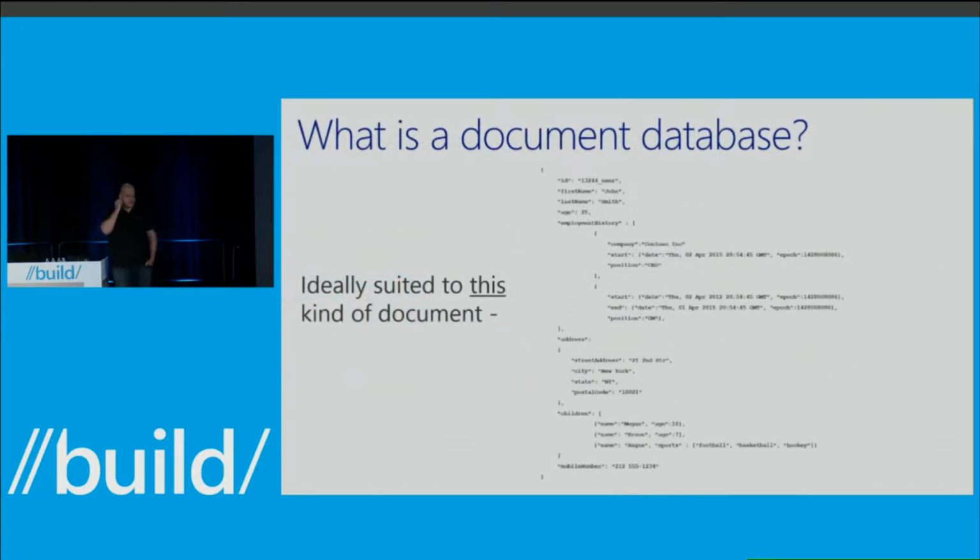So what is a document database? A document database is a type of database that is very good at dealing with JSON data. So documents that look like that. Don't worry if you can't read it, you don't really need to. As long as you get the idea that it's a hierarchical kind of JSON document, it's got some nesting in it, it can have arrays in it, it can have subdocuments in it.